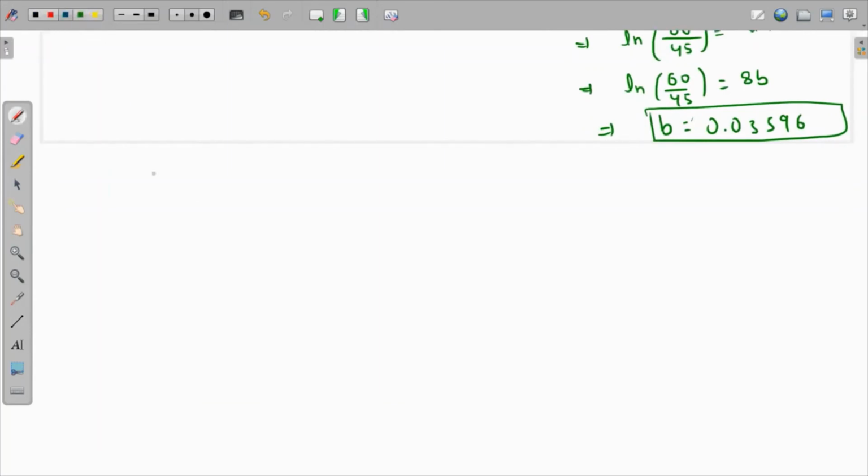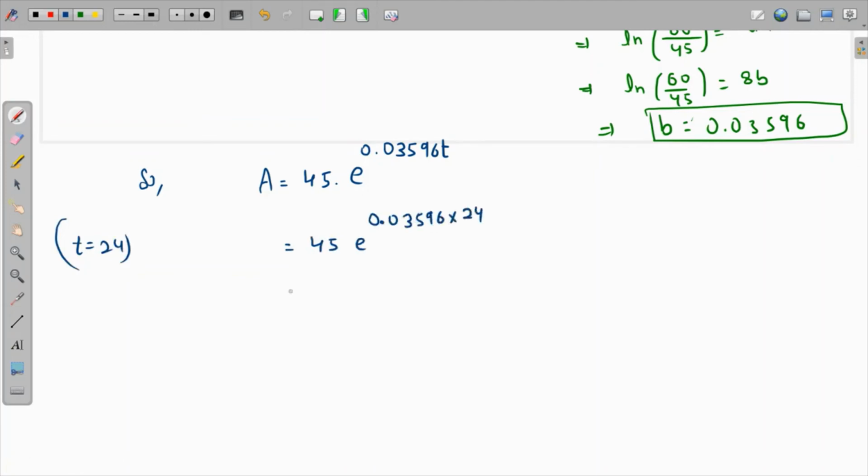So first off, what will be the final equation? The final equation will be A is equal to 45 times e raised to 0.03596t, and after 2 years, that is t equal to 24, the value of A comes out as 45 times e raised to 0.03596 times 24. You multiply by 24, and e raised to this value times 45 comes out as 106.67. So the population is close to 107,000.